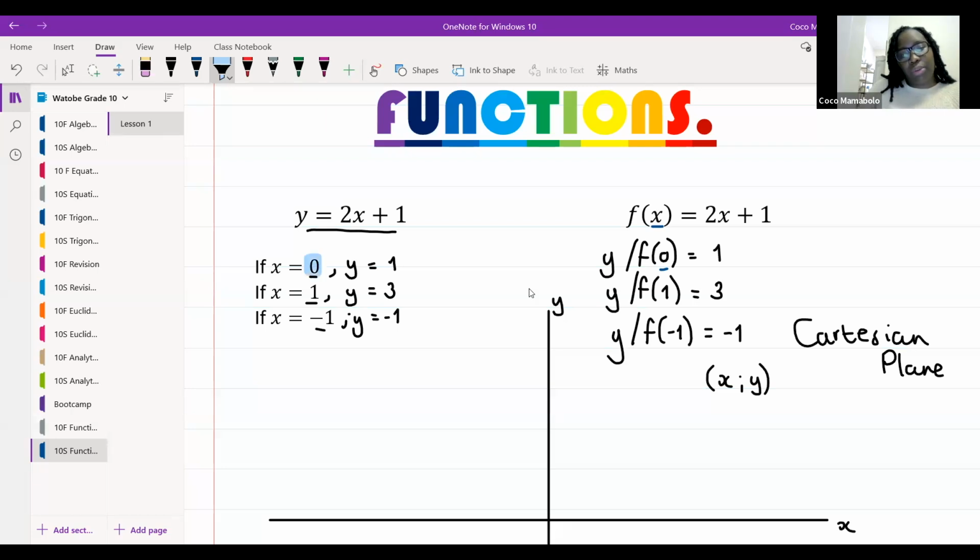If x is equal to 0, all we're going to do is go here where we see x, and we're going to replace it with 0, correct? Yes, ma'am. And that's how we get 1 out. 2 times 0 is 0, plus 1 is 1. That's where we get the number 1. Oh, okay, thank you, ma'am. Same with over here. We're going to replace x with 0, and then you just go in here and replace x with 0. Okay, thank you, ma'am.